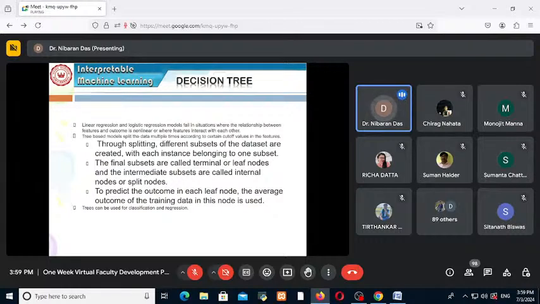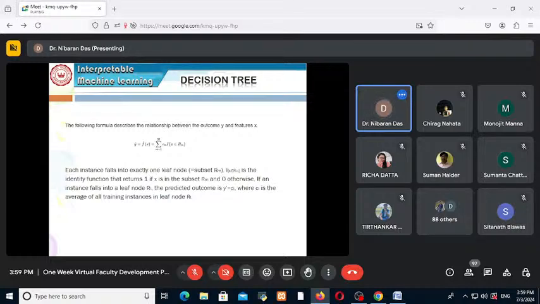Tree-based models split the data multiple times according to certain cutoff values in the features, and through those splits, different subsets of the dataset are created, with each instance belonging to one subset. The final subsets are called terminal or leaf nodes, and the intermediate subsets are called internal nodes or split nodes. To predict the outcome in each leaf node, the average outcome of the training data in this node is used. This can be used for classification as well as regression.